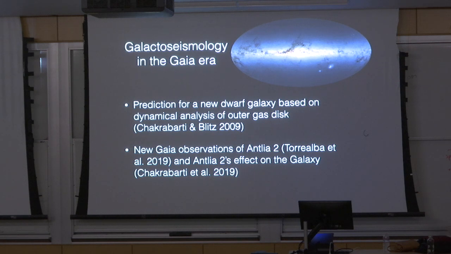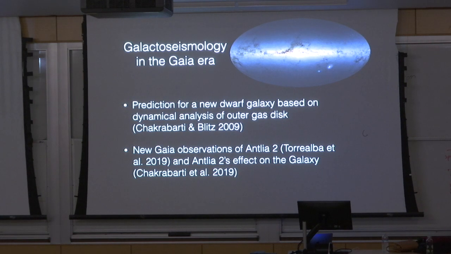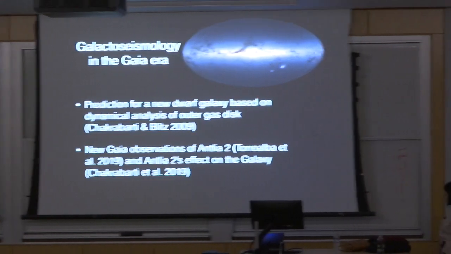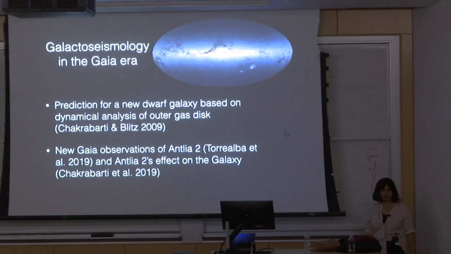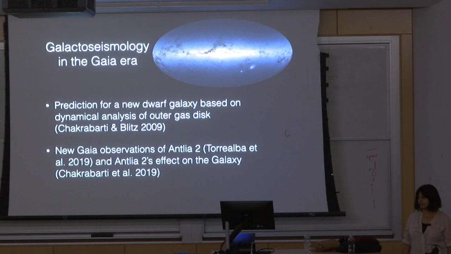I'll review that. One exciting thing that's happened this year, and we did a press conference on this, as Flip mentioned earlier this summer, is that the new Gaia observations have led to the discovery of Antlia 2, which is a very unique dwarf galaxy. It is the lowest surface brightness dwarf galaxy known, and we think that Antlia 2 may be the dwarf galaxy that we predicted. So I'll talk about that.